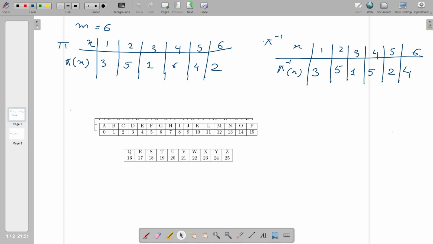So hello everyone, in this video we are going to discuss permutation ciphers. A permutation cipher has some permutation. Let's say we take a window size, m equals 6, and this is the key. This key has some permutation, let's say pi, for x = 1 2 3 4 5 6. Because the window size is 6, we have up to 6 numbers, and this permutation says 3 5 1 6 4 2.